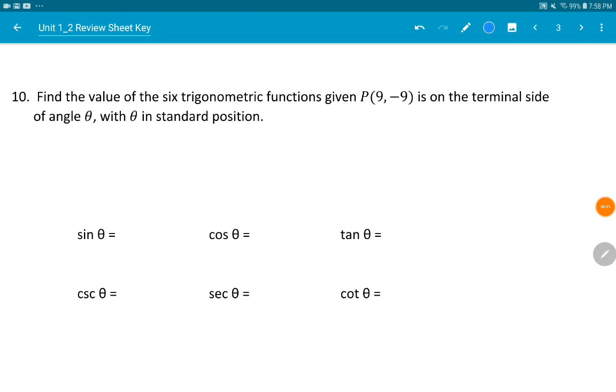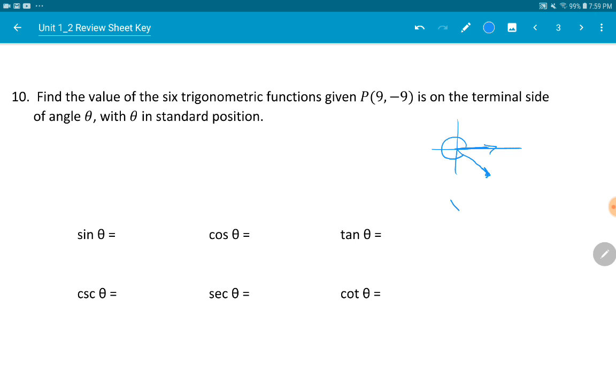In the Unit 1-2 review sheet for the Unit 1-2 test, we're going to find the value of the 6 trig functions given that the terminal side of our ray that starts here ends at (9, -9). So that means our angle is going to be something like this.